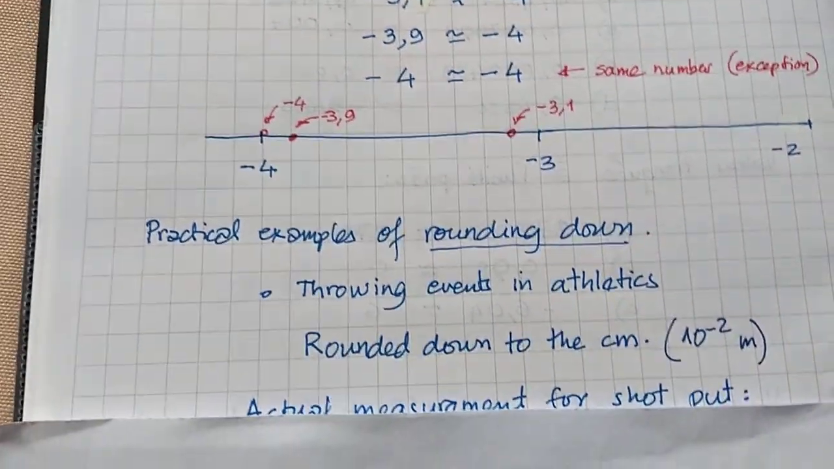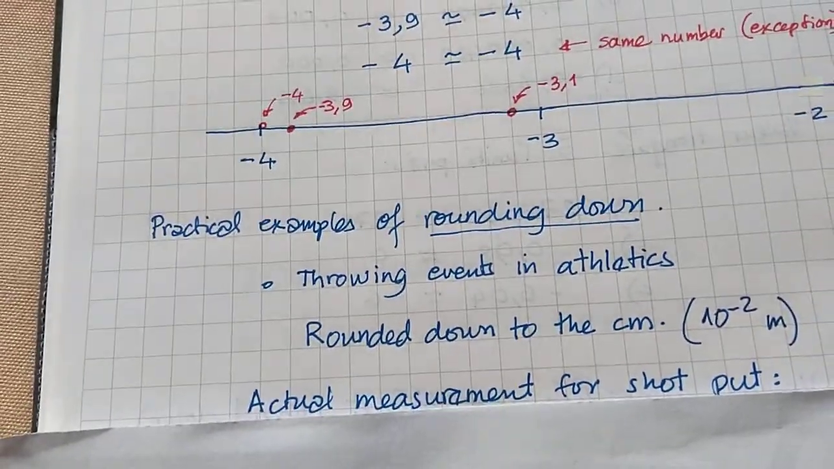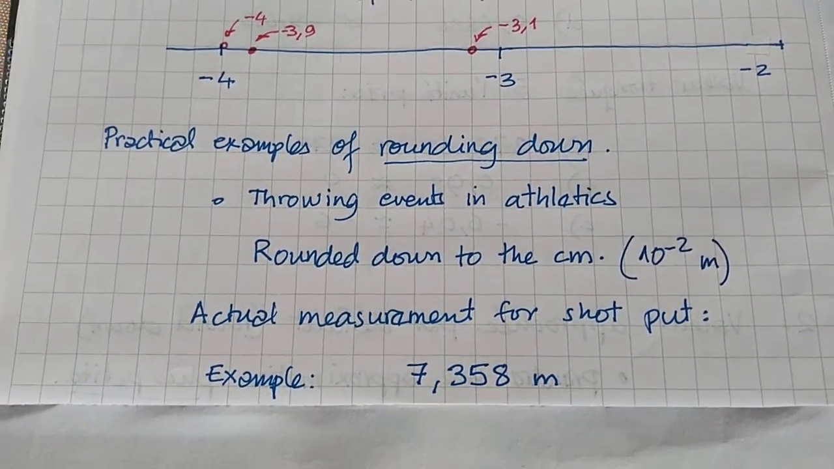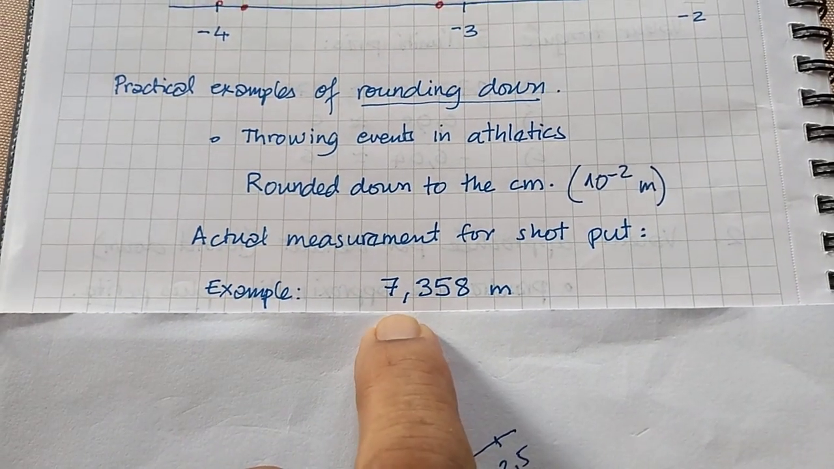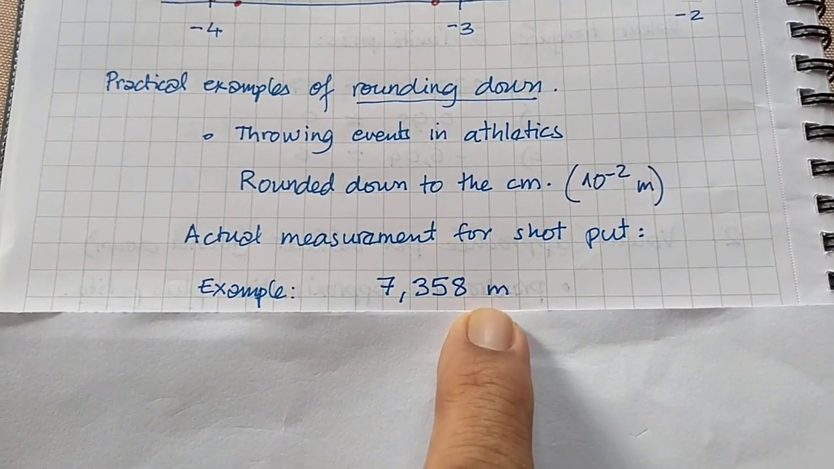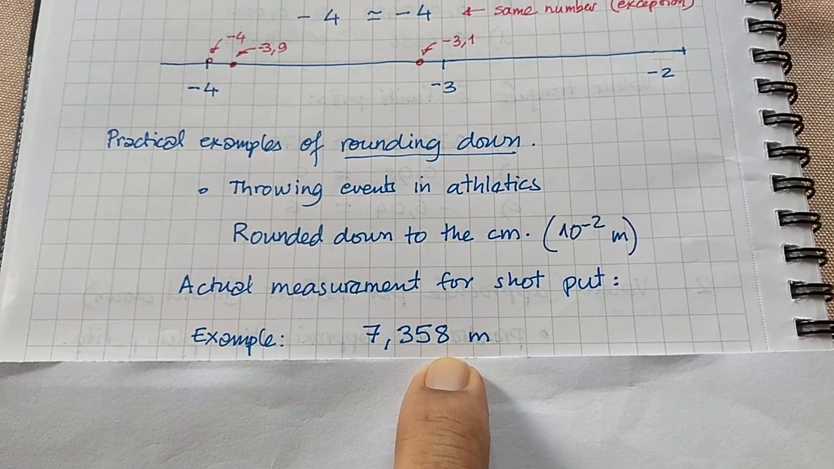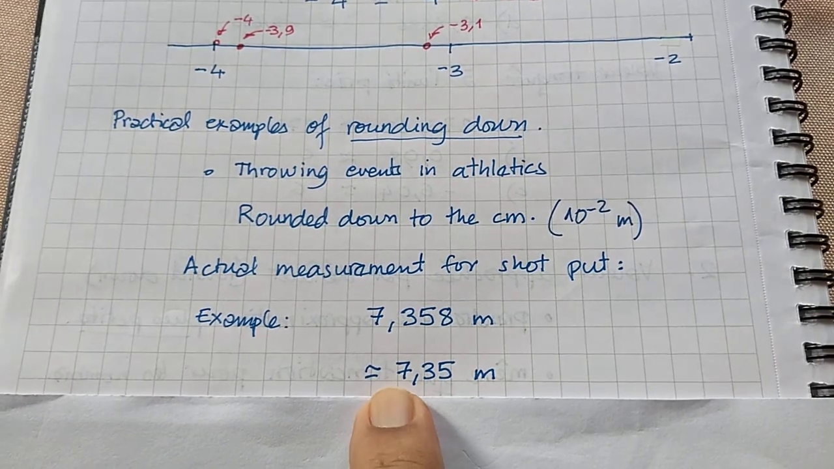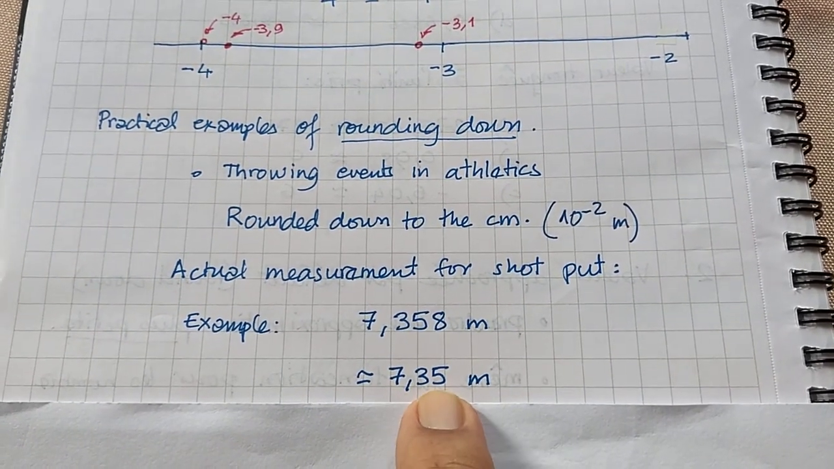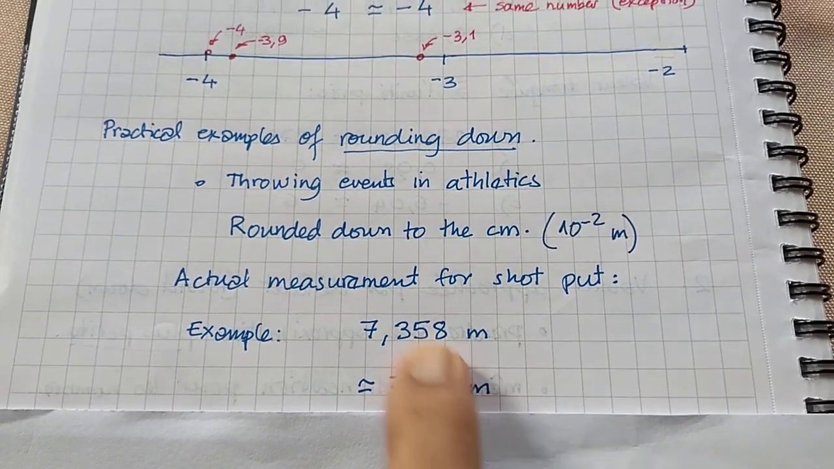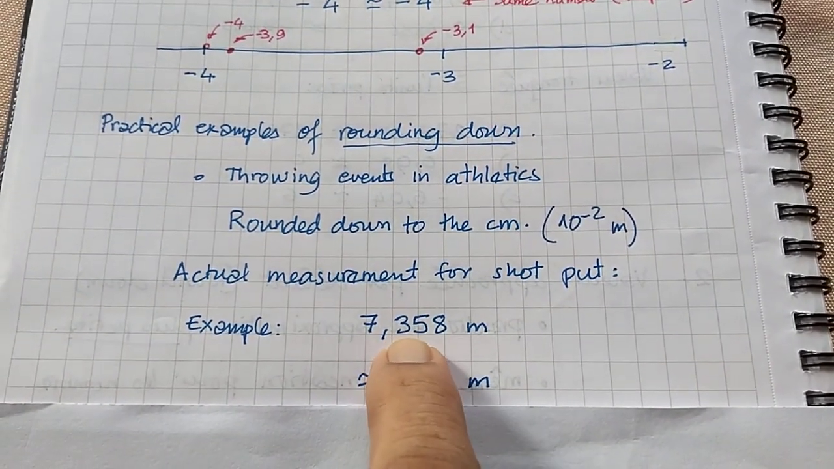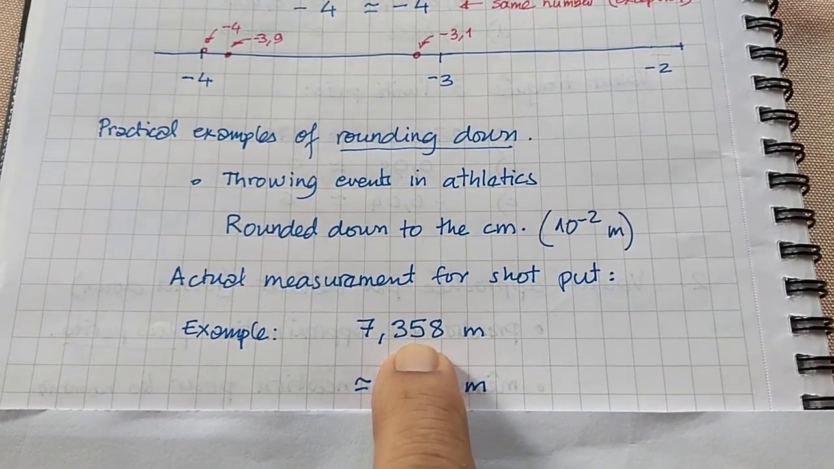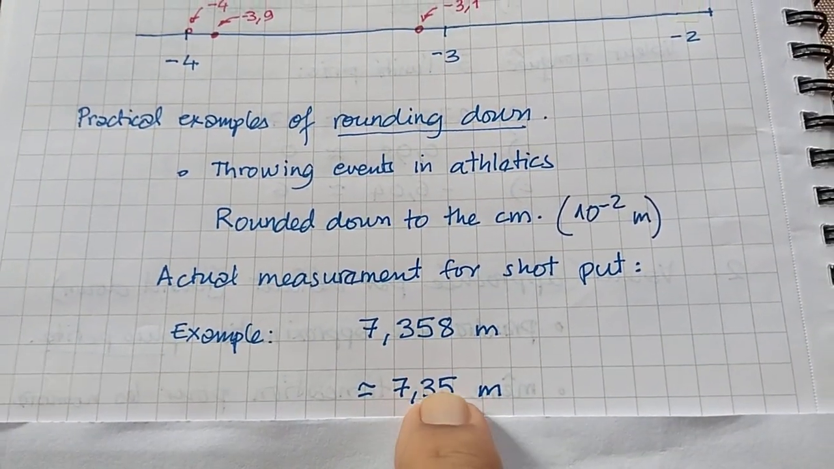So even if you measure in millimeters, you have to take a lower value. You can never take a higher value. So for example, if you threw shot put and it was 7.358 meters, you have to round down to the nearest centimeter. The nearest centimeter is 10 to the power minus 2 meter. So this is approximately equal to 7.35 meters. Because you see, this is actually closer to 7.36. It's only 2 millimeters away from 7.36, and it is 8 millimeters away from 7.35.